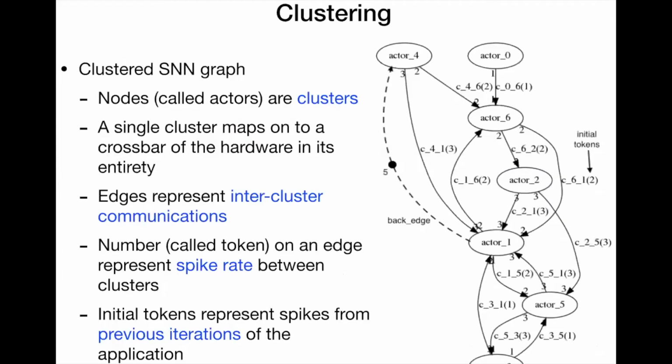So once the neurons are clustered using an algorithm, which is detailed in the paper, we form a clustered graph, which is shown towards the right side of the figure. Now, in the clustered representation, the nodes are the clusters, which we call actors, and the arcs are the intercluster communications. The number on the arc represents the number of spikes that are communicated from one actor to another in one iteration of the application. Now, a node or a link can also contain initial tokens, which represent spikes from the previous iterations of the application.